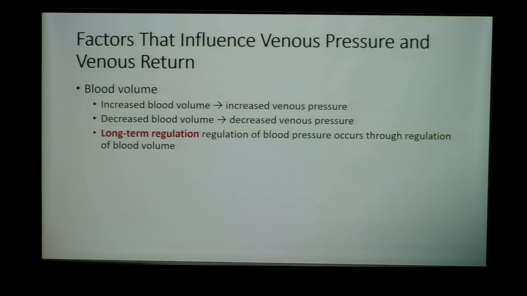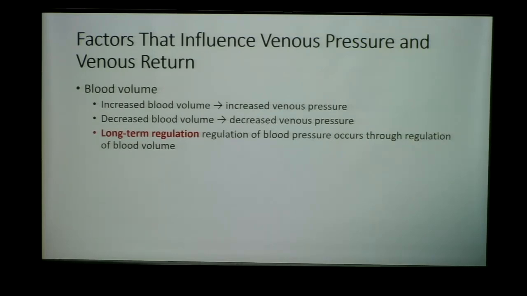The third factor is blood volume. This is much more of a long-term regulatory factor. Basically, increasing our blood volume increases venous return, and that makes sense. More volume exerts a higher pressure to move along towards the heart. Whereas if we decrease blood volume, we will decrease venous pressure, okay?